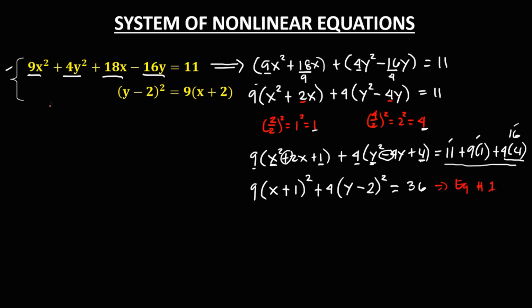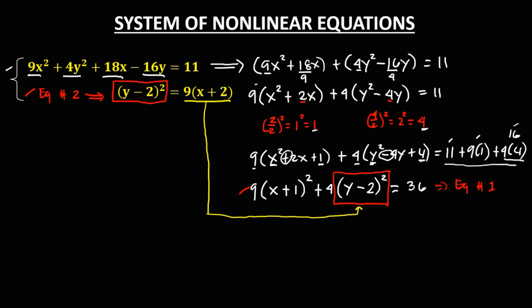So this is now the new equation number 1. And this one is equation number 2. Then comparing these two equations, observe that we have like terms. For equation number 2, we have this quantity of y minus 2 to the power 2. And for equation number 1, we also have this y minus 2 quantity to the power 2. So therefore, since y minus 2 quantity to the power 2 is equal to 9 times x plus 2, we can substitute this equation to the y minus 2 quantity to the power 2. So we need to replace this y minus 2 to the power 2 by this equation.